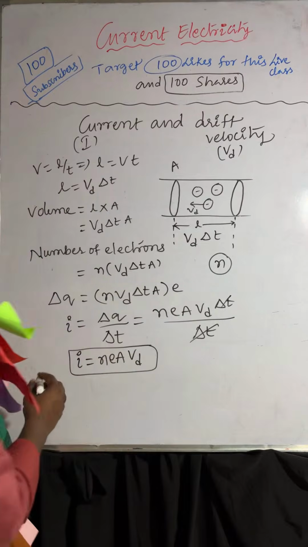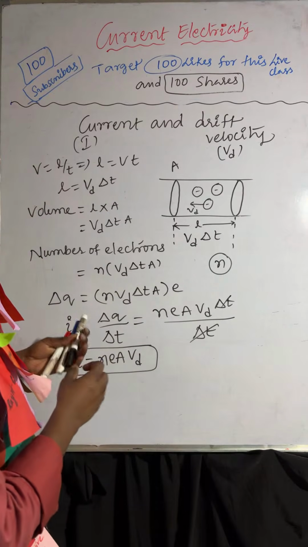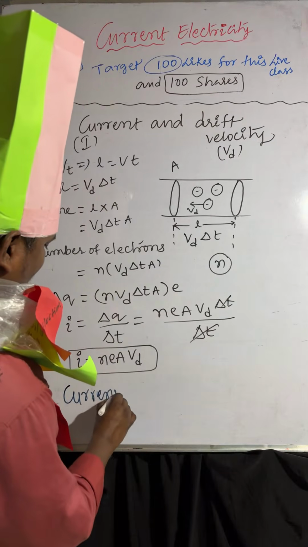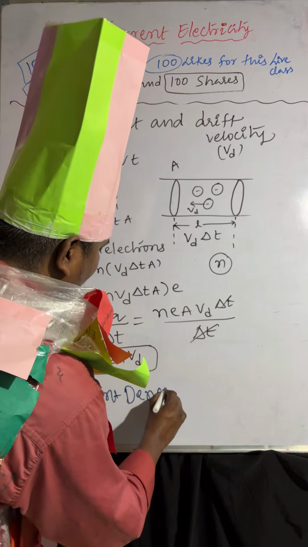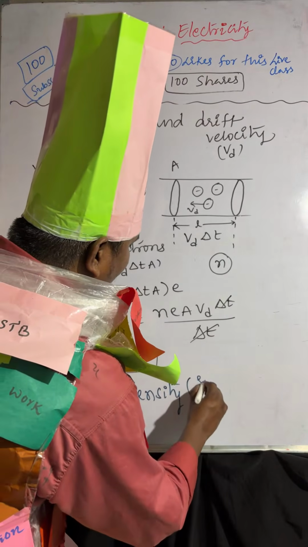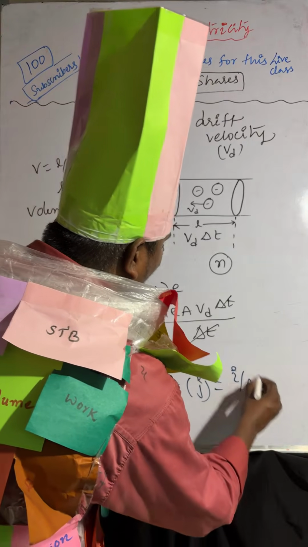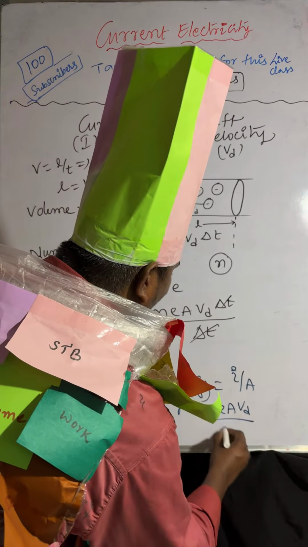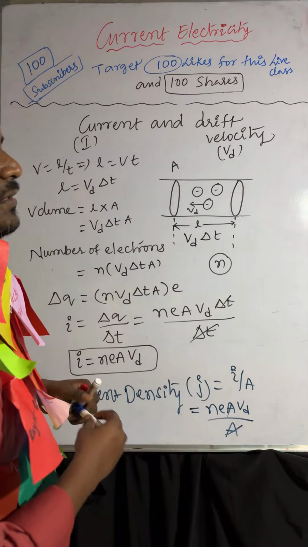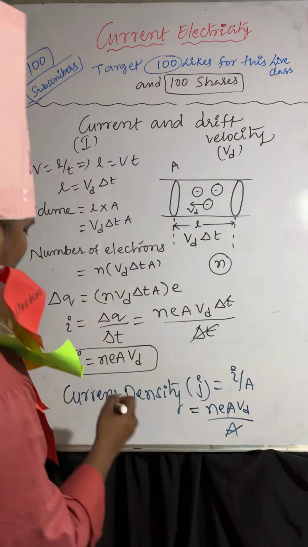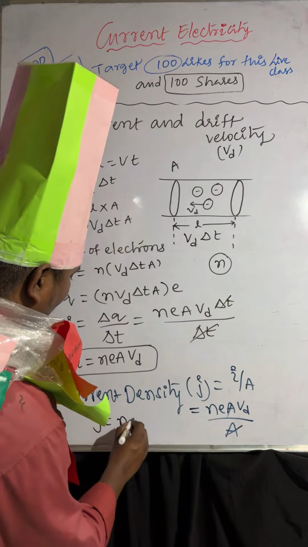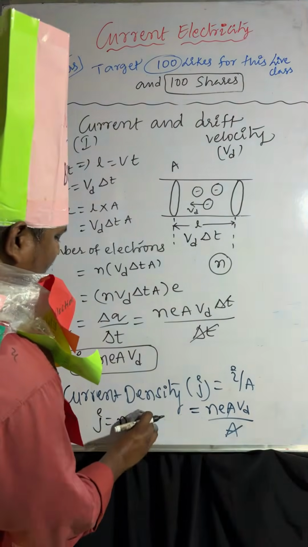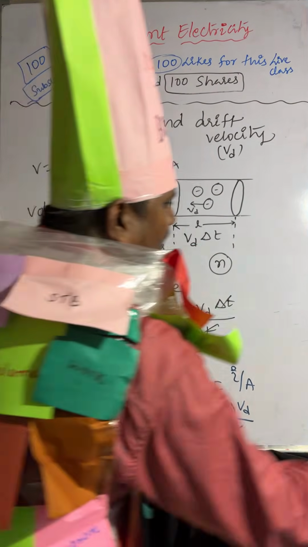Now what is the current density formula? Current density J equal to I by A. What is I? I equal to n e A Vd by A. So A gets cancelled. Then what is the current density? J equal to n e Vd. Yes or no? So n e Vd.